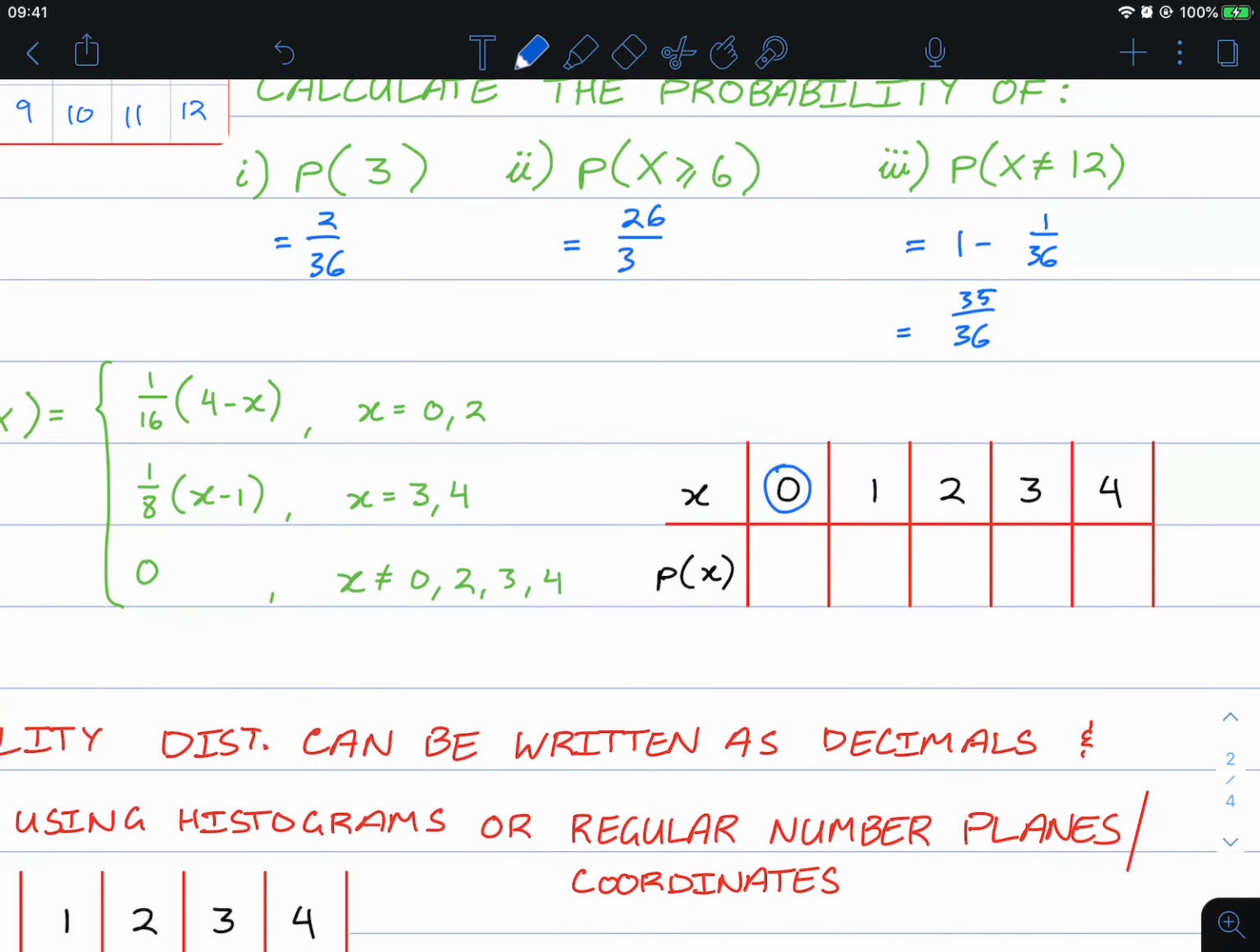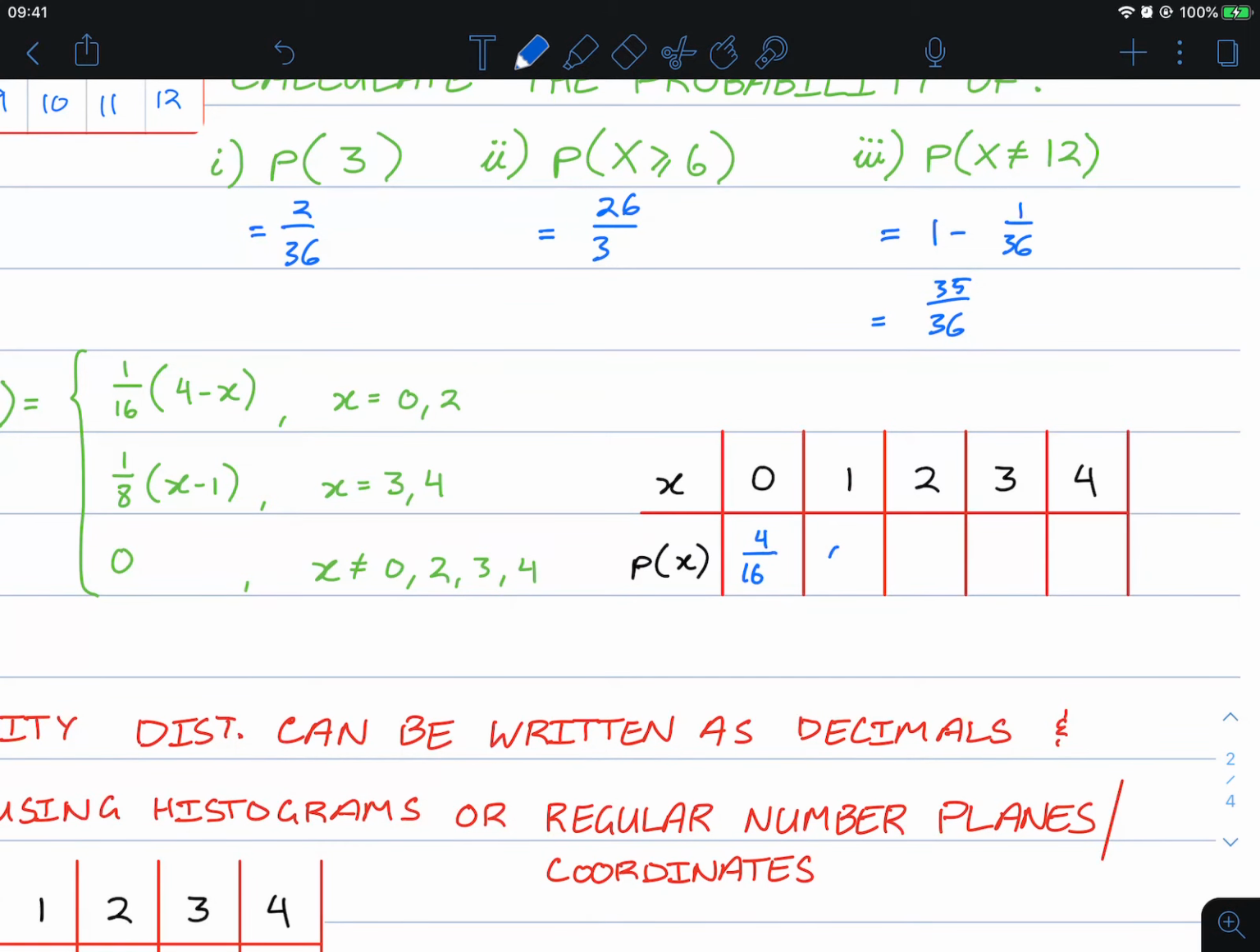So if the result is 0, we substitute 0 into this function here. So 4 take away 0 is 4 times 1/16. That's going to be 4 in 16. The probability of 1 is just 0 because it says anything else is just going to be 0. For 2, there it is. We substitute this value into the function. 4 take away 2 is 2 times 1/16 is 2 in 16.